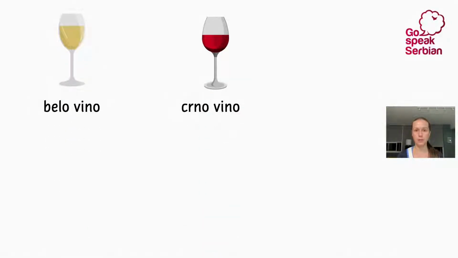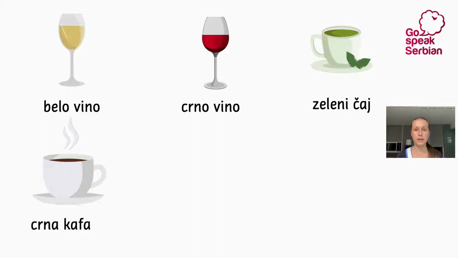crno vino. Now, this is a little bit different than in English and other languages. For red wine, we say crno vino, literally black wine. Zeleni čaj, green tea. Crna kafa, black coffee, literally, but we use it to refer to domestic or Turkish coffee, domaća ili turska kafa. So a different term for this is also crna kafa.